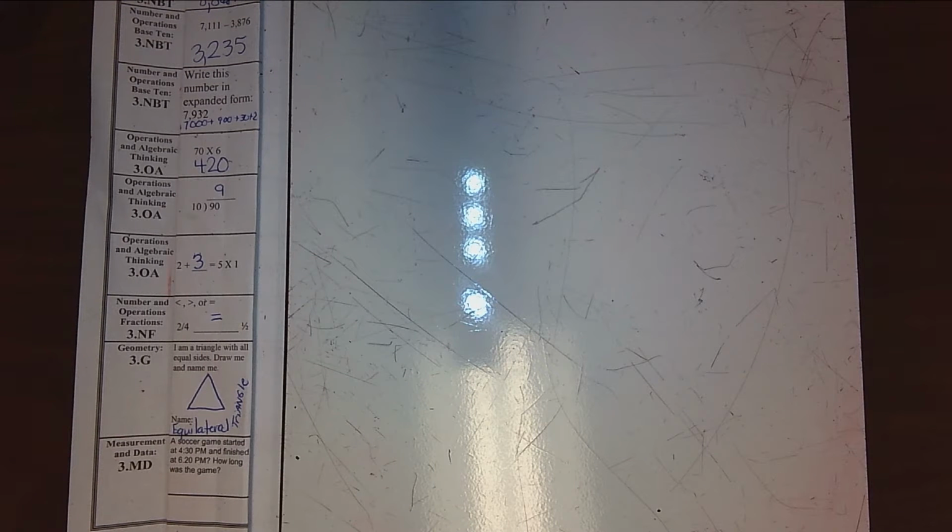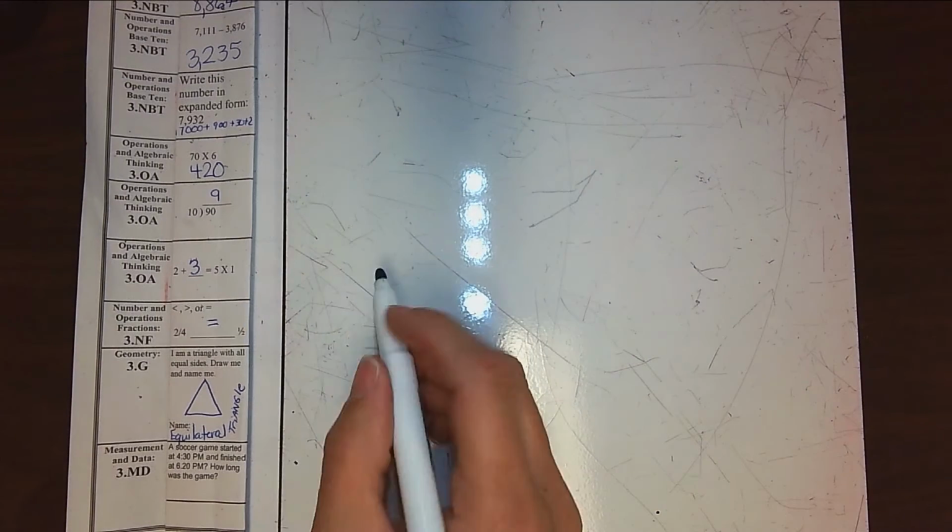All right, in an elapsed time problem, you're going to have to be able to solve these elapsed time problems. A soccer game started at 4:30 p.m. and finished at 6:20 p.m. How long was the soccer game? Okay, let's show this on a number line. Turn my board.